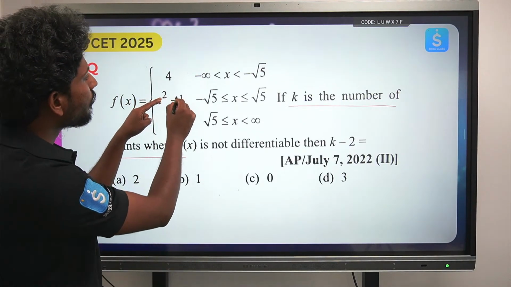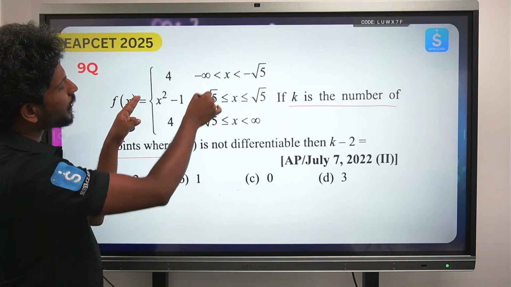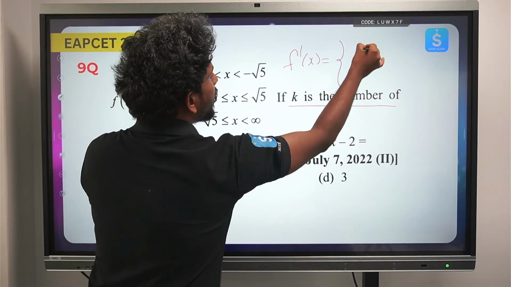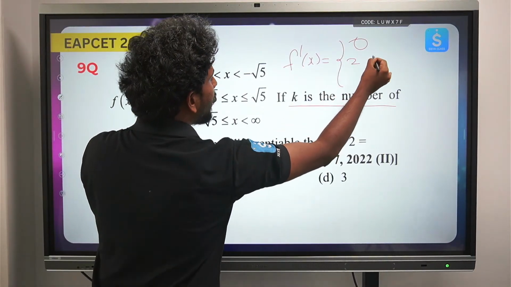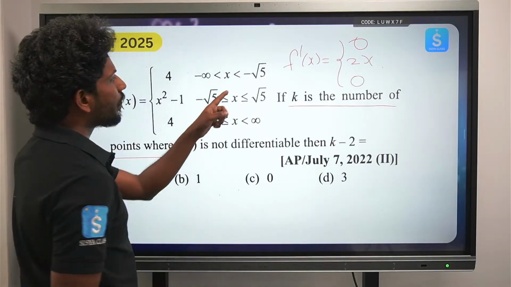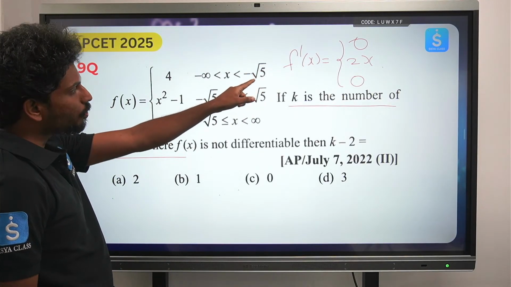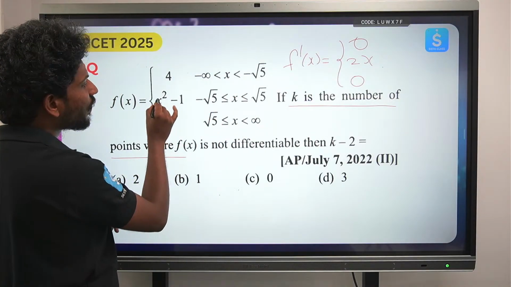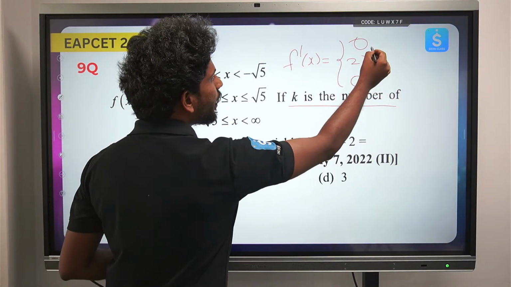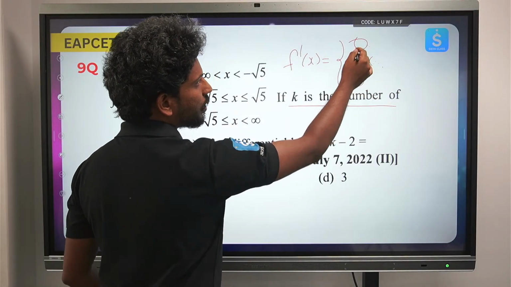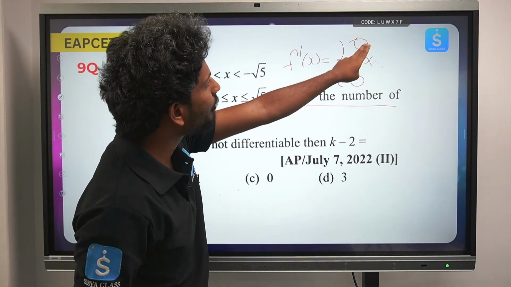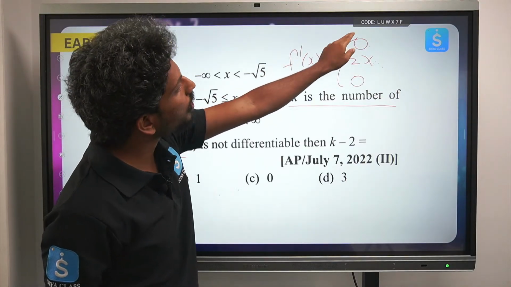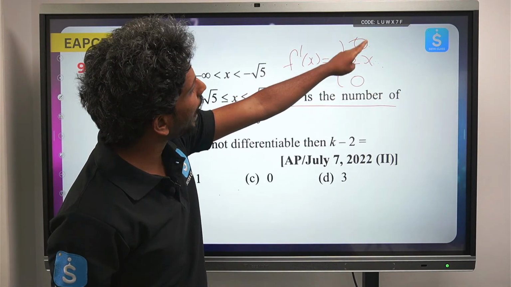So here, let's try to see. You just try to differentiate the whole split function, f dash of x. Differentiation of a constant is 0, and this will be equal to 2x, and this will again be equal to 0. When you substitute at x equals minus root 5, here the value is 0, but at x equals minus root 5, this will be equal to 4. So here you can see there is some jump in the function, from here to here. Hence in terms of the function, there is a huge V notch, so there is a jump in this angle also.